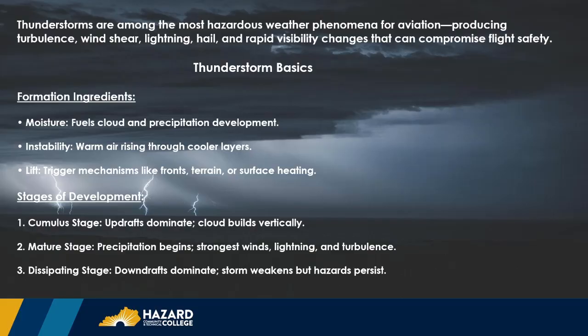The first stage of development is the cumulus stage. Updrafts dominate and the cloud builds vertically. In the mature stage, precipitation begins, with the strongest winds, lightning, and turbulence. In the dissipating stage, downdrafts dominate. The storm weakens, but hazards still persist.